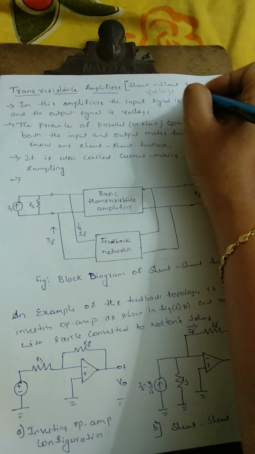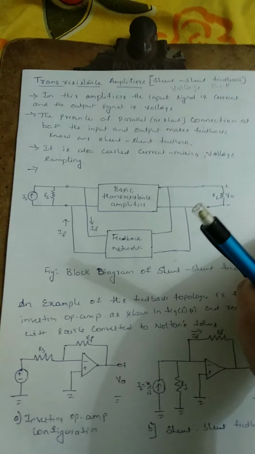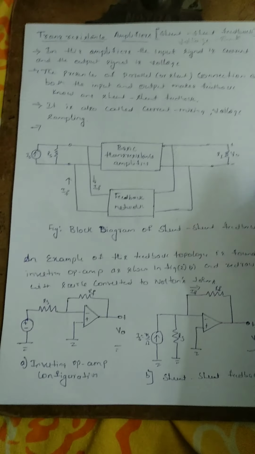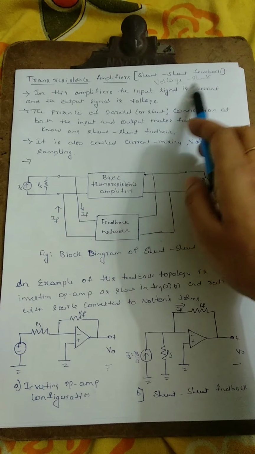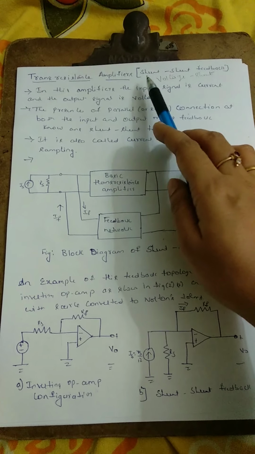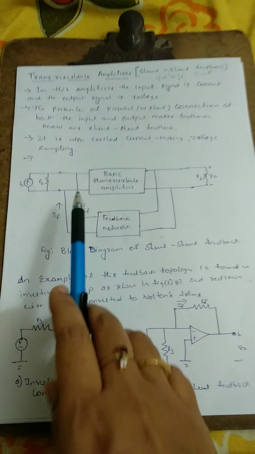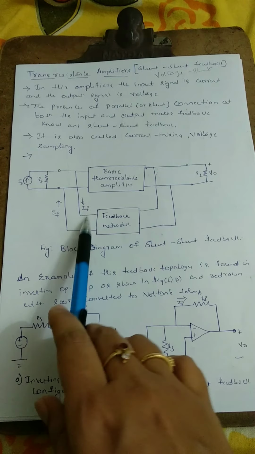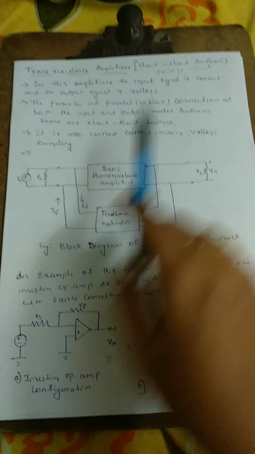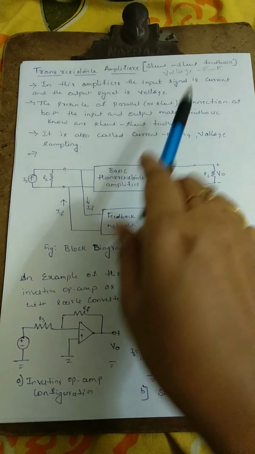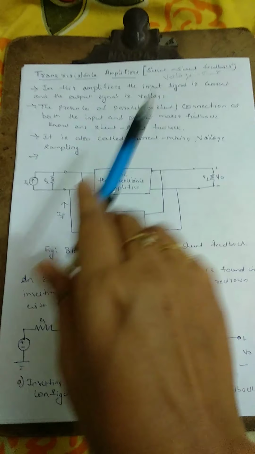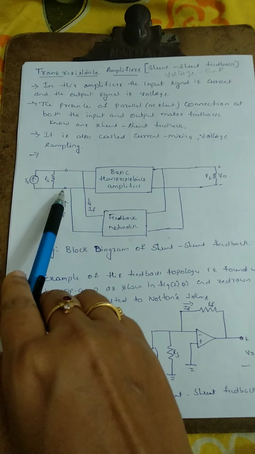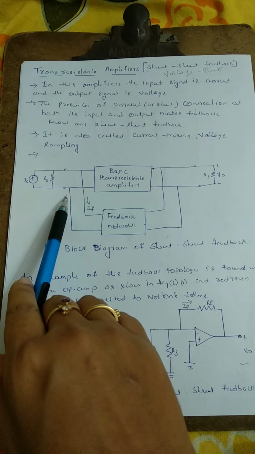By this time you should have understood. By this video you yourself should know why it is called shunt feedback or voltage shunt feedback. It is called shunt feedback because at both input and output side we have a parallel connection. And it is called voltage shunt because the output is voltage, and at the input side we are making a parallel connection.